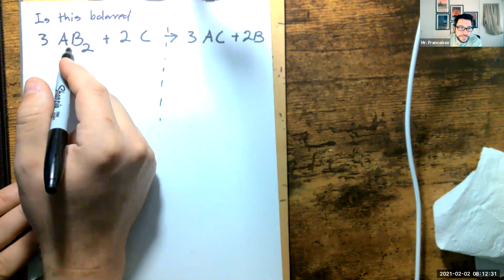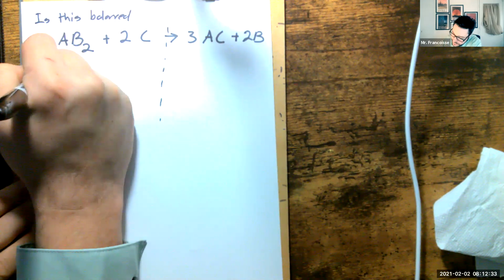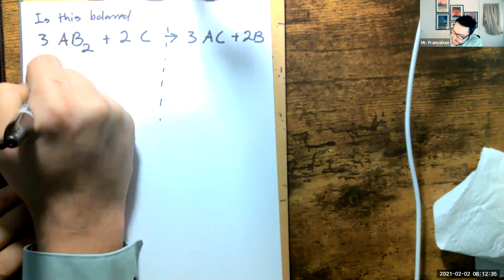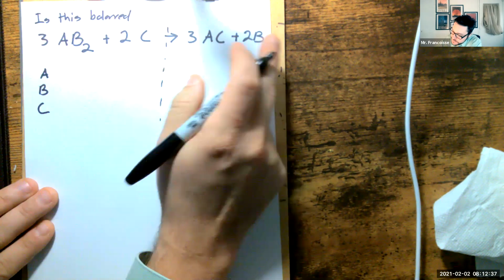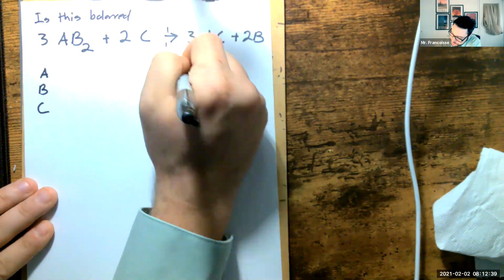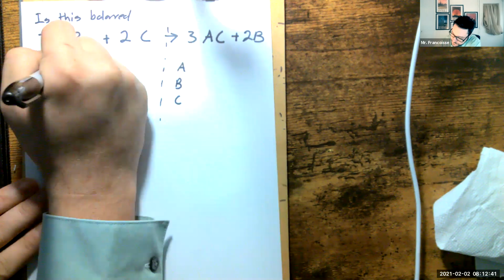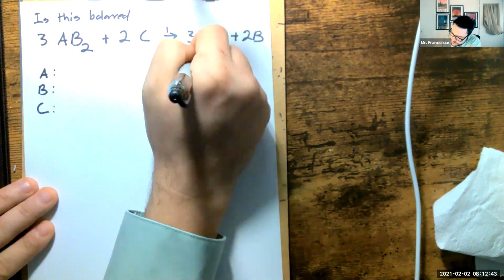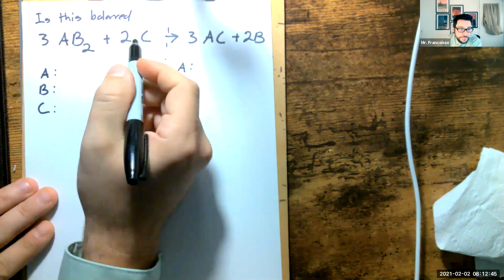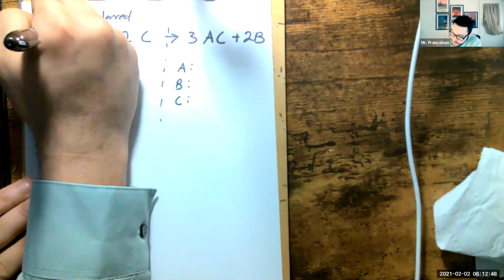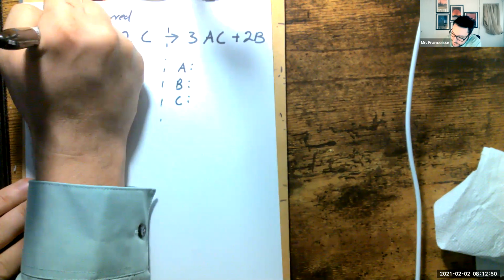We have A, B, and C. And on this side, we have A, B, and C as well. All right, so let's go ahead and count them up. This 3 is going to multiply everything that's after it.